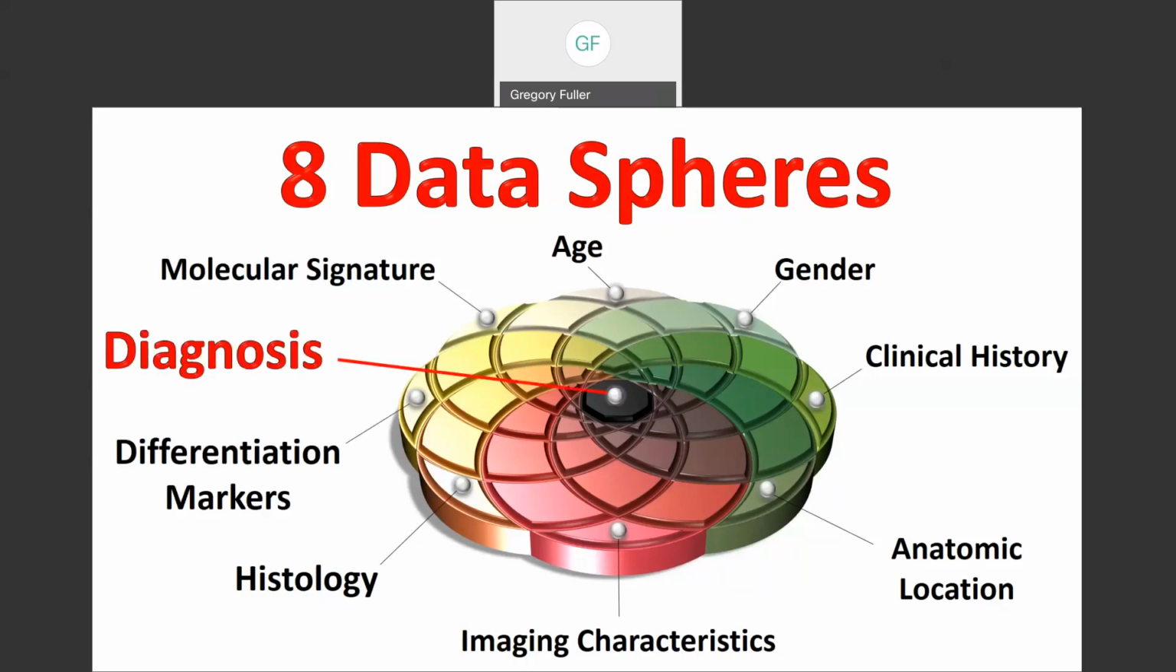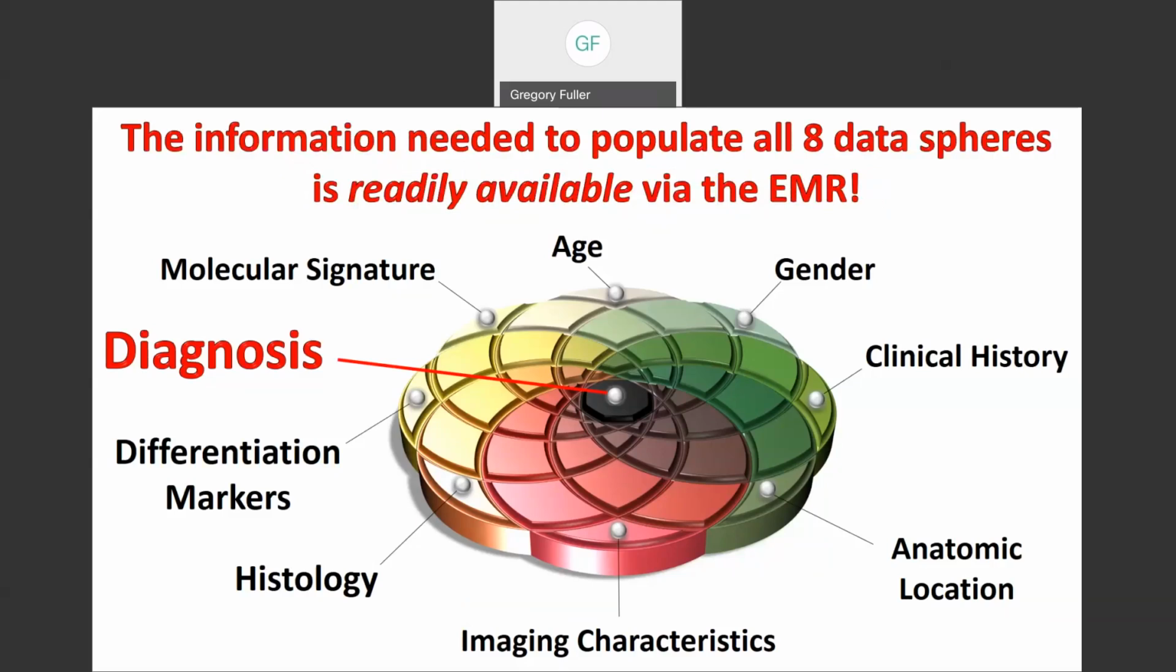All right, again, overlap the data for any given individual patient. Plug in this data, and you should arrive at a very specific diagnosis in the center of this Venn diagram. Now note, all of the information that you need to populate each of these eight data spheres is readily available to all of us through the electronic medical record, or electronic health record, if you like that term better.